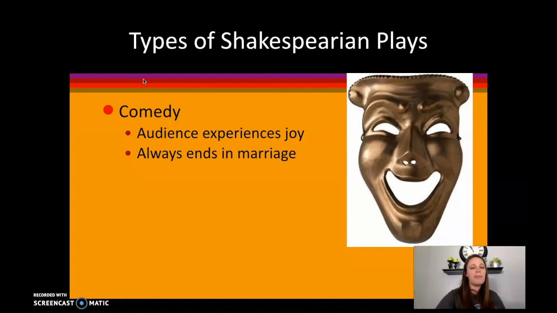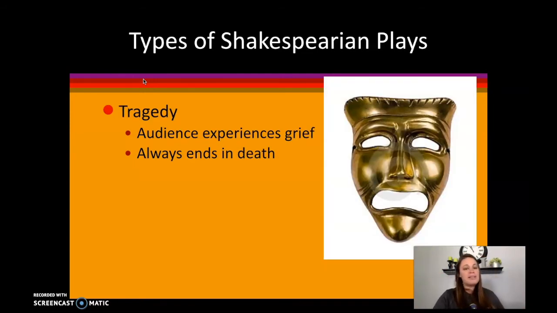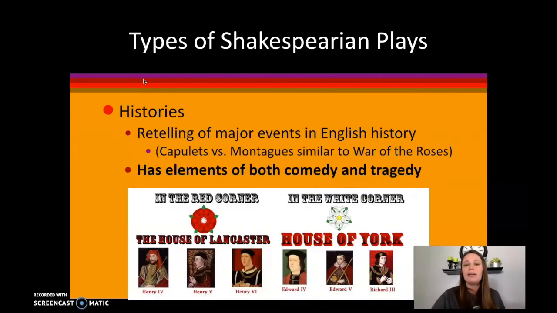All right, so some types of Shakespearean plays. The first one is comedy. In a comedy, the audience should experience joy and happiness and laughter. And a comedy traditionally always ends in marriage. And that's actually more of a Greek thing, but same thing with Shakespearean plays. So comedy, audience experiences joy, and it ends in marriage. Tragedy, on the other hand, the audience should experience grief and sadness and pain and these deep-seated emotions. And as I think we're probably already familiar with, tragedies end with death, and lots of it.